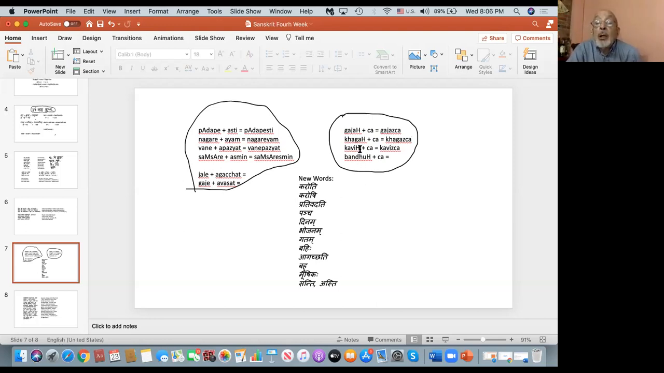Another example, kavi is a new word for you. Kavi means a poet. A poet or a poem? Poet. Author. One who writes poetry, one who makes poetry. Poet. So kavi, poet, Kalidasa, kavi asti. Okay. Kavi cha, kavishcha. Kavishcha means also poet.